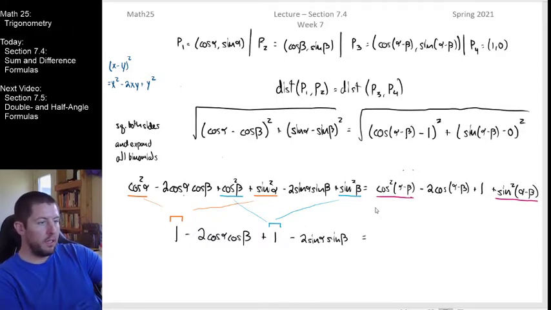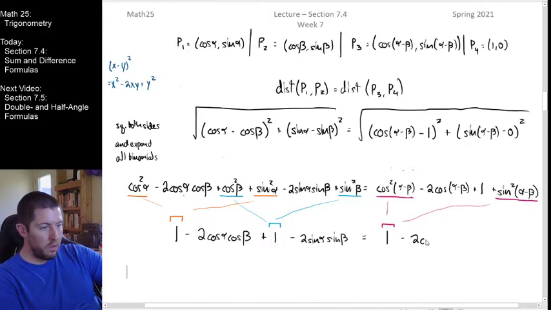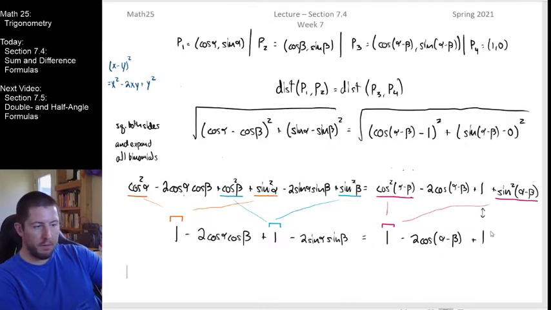Over here, it looks like we're going to get, with the magenta, I'm going to get a 1, where that's coming from. Yeah, is that my magenta? Yes, plum apparently. And a minus 2 cosine alpha minus beta plus 1. And that 1 came from that guy right there.